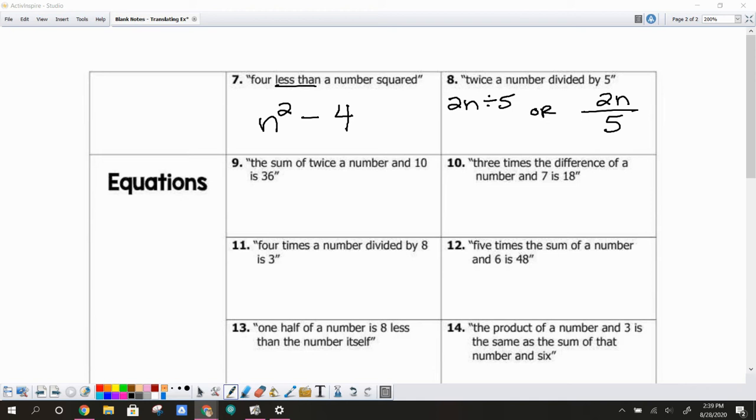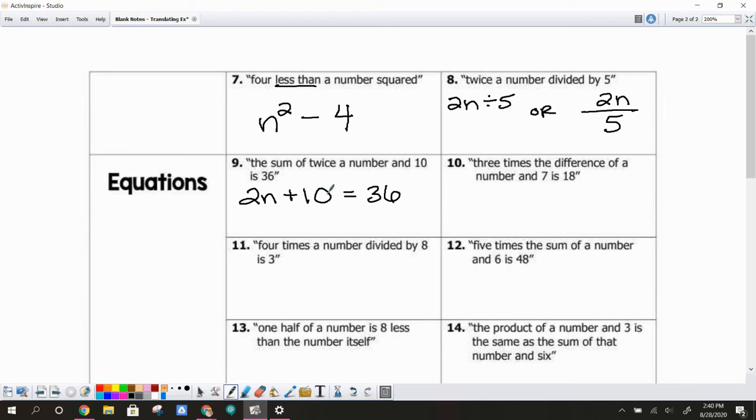So for number 9, it says the sum of twice a number and 10 is 36. So the sum of twice a number and 10 goes first. So the sum of twice a number and 10 is, which means equals, 36. All right, so the sum is here, twice a number and 10 right there.